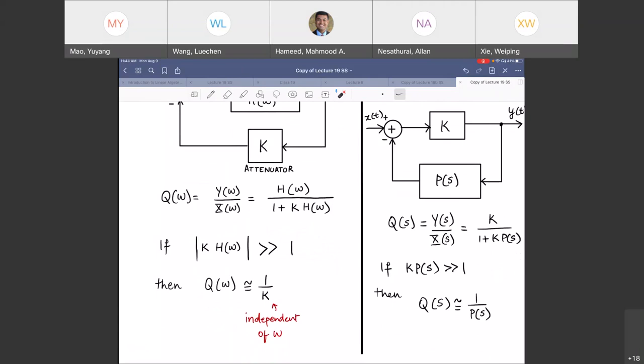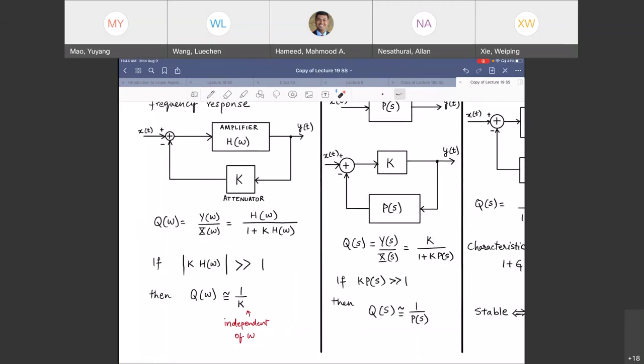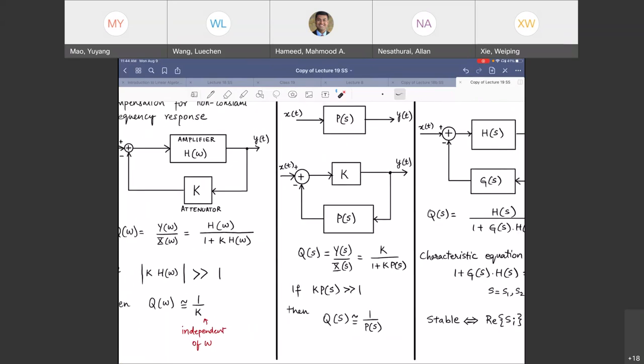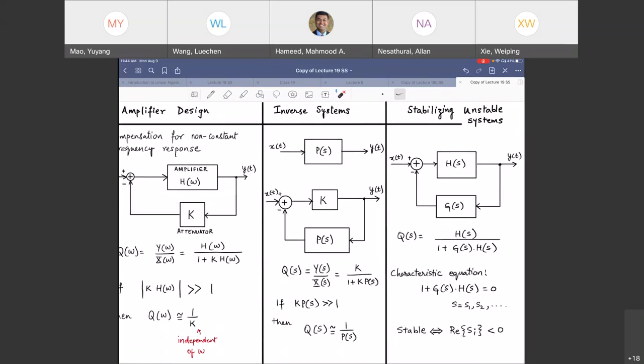In other words, if you increase the attenuation by a lot, you're giving up the amplification to gain consistency over all frequencies, right? You see that? You're able to get independence of omega with that negative feedback. The problem is you're giving up on that amplification. Instead of getting 40 dB inconsistently, you may be able to get 20 dB, but consistently. Questions there? Okay.